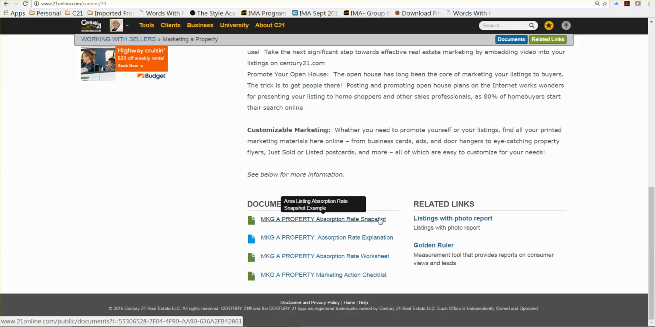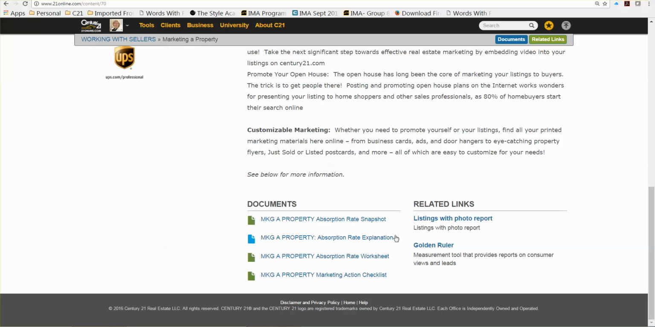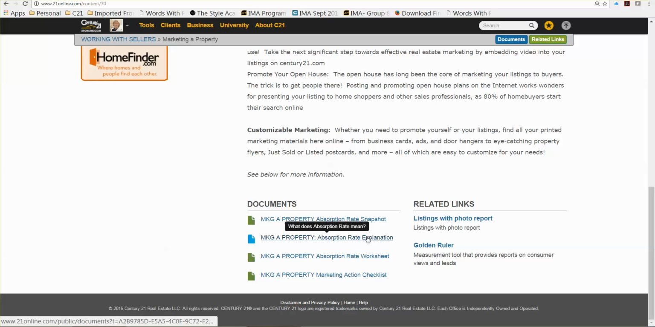One is called the snapshot. That's a real quick, easy worksheet to put together. The other one, the absorption rate worksheet, is a little bit more information, but can be dynamite for working with your buyers or sellers in the market. Also, if you need an explanation of what the absorption rate is and how it's calculated so that you can have a talk track with your clients, you can open up this Word document and print that out. So let's take a look.